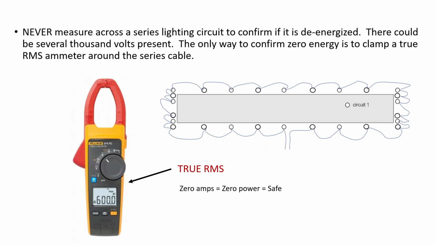Never measure across a series lighting circuit to confirm if it is de-energized. There could be several thousand volts present. The only way to really confirm zero energy is to clamp a true RMS ammeter around the series cable. 0 amps equals 0 power, which equals safe.